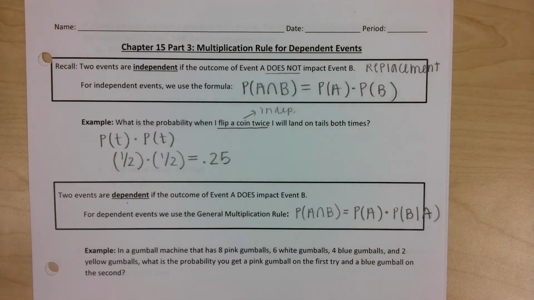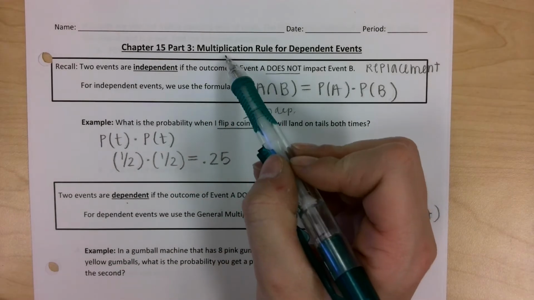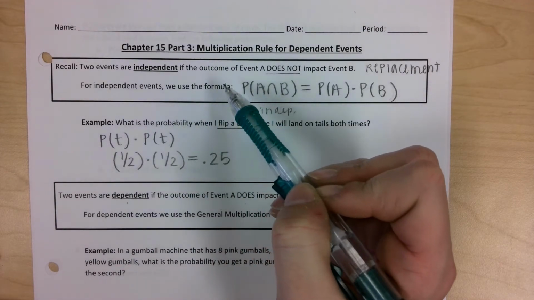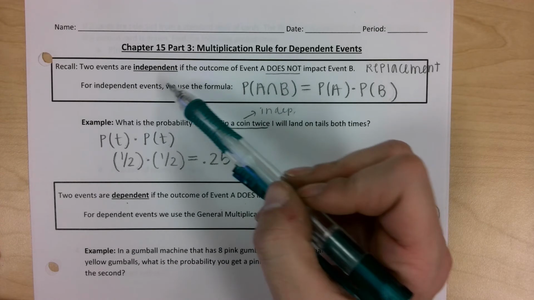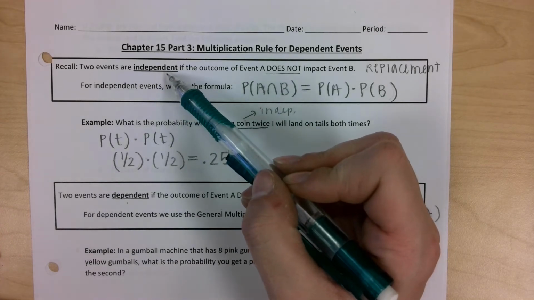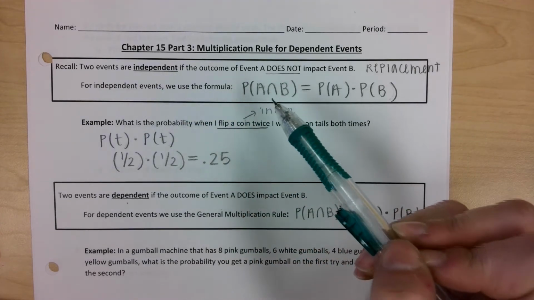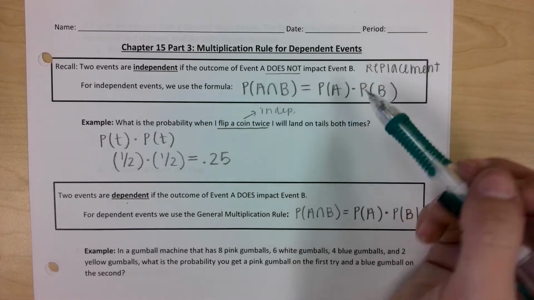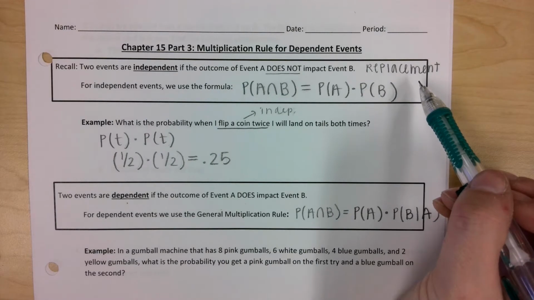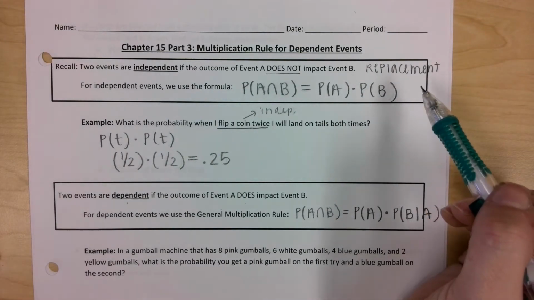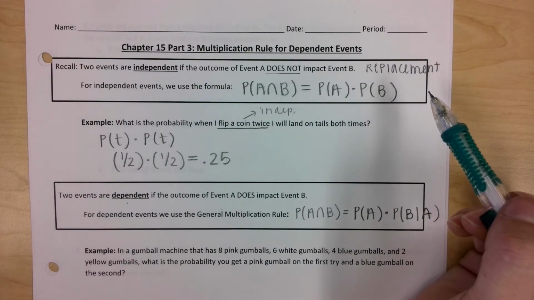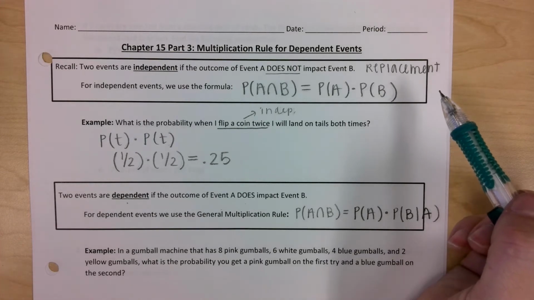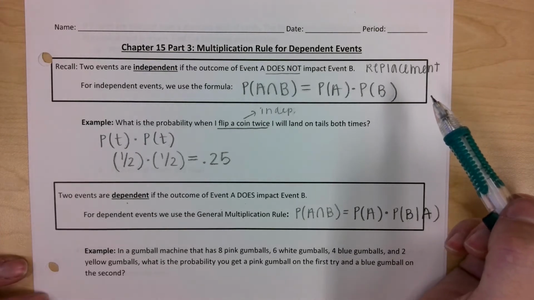Chapter 15, Part 3. In this section, we're going to talk about the multiplication rule for independent and dependent events. Remember, we've talked about independent events. Independent events is when the outcome of one event does not impact the other. Typically, we will see problems that involve replacement. So I pick a card, I put it back into the deck, and then I pick a second card. Because of that replacement, the outcome of my first event didn't impact the second.